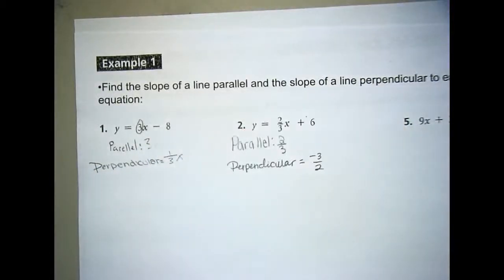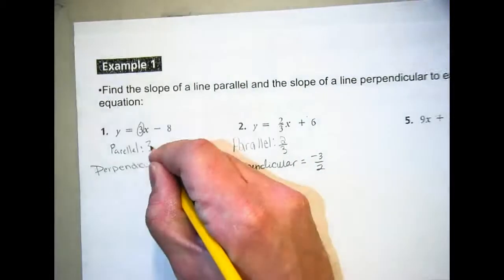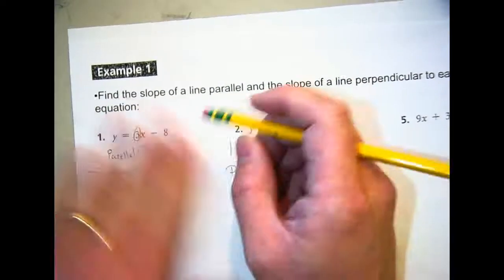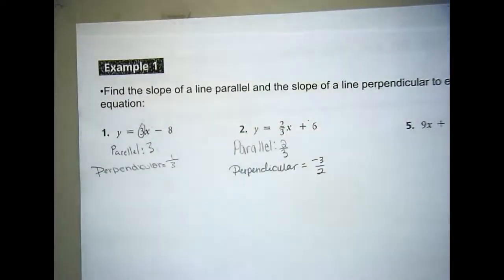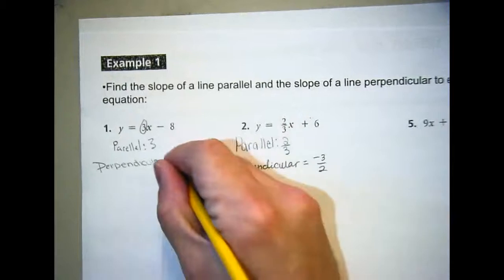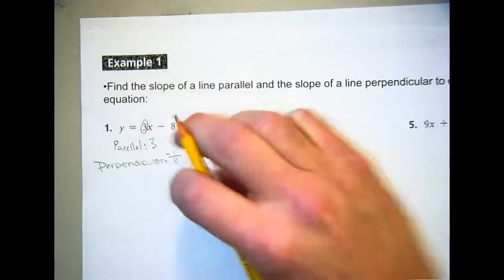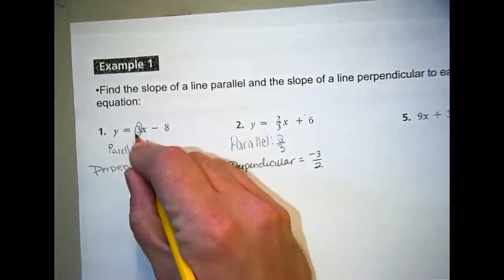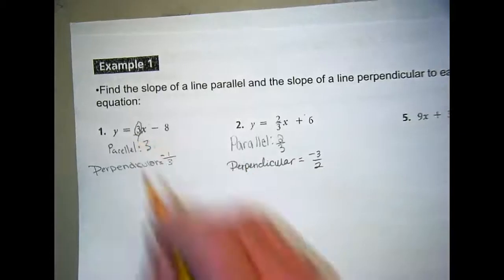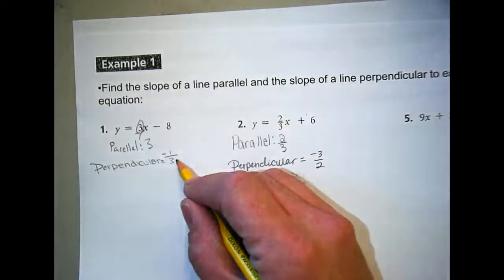Perpendicular, 1/3. That's really close. What are we missing on the perpendicular? Cole, what do you got? Yeah, it has to be negative. We have to flip the sign. But whoever did this, good job. You got the reciprocal. The hard part there is, remember, there's a 1 there. So when you flip it, it becomes 1/3. So negative 1/3 is perpendicular.